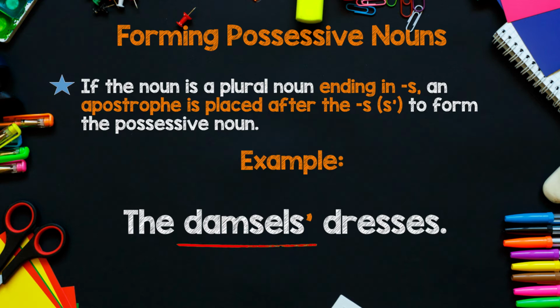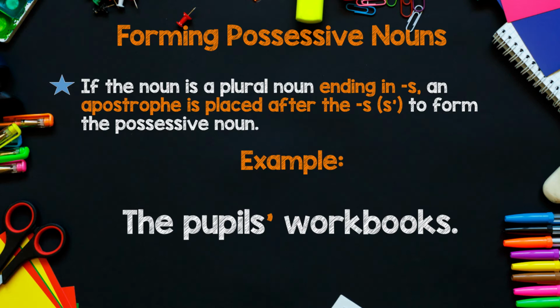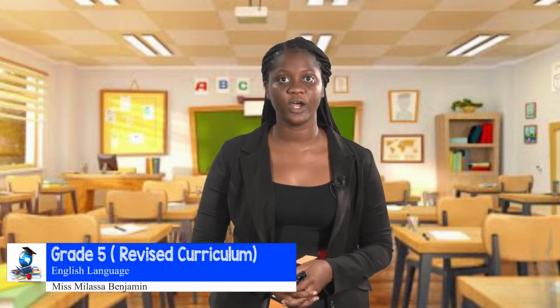D-A-M-S-E-L-S apostrophe. If we speak of the boys' arms and we're referring to about a dozen boys, we spell boys B-O-Y-S apostrophe. Or if we're referring to the pupils' workbooks, we spell pupils as P-U-P-I-L-S apostrophe. We have learned 2 rules so far.